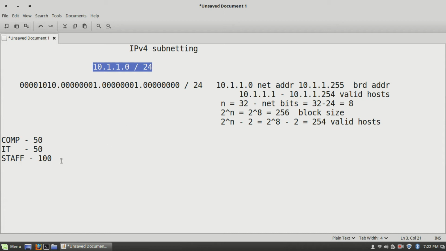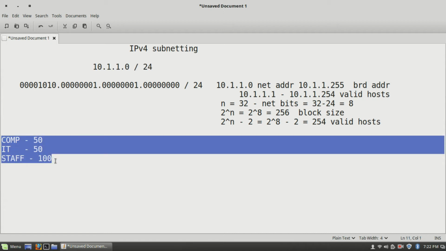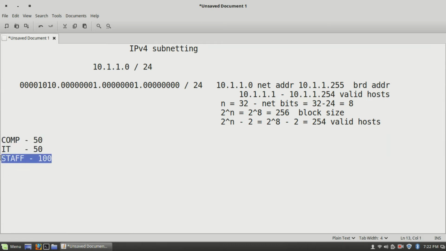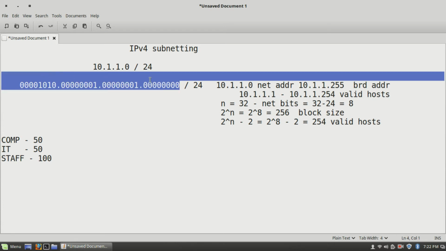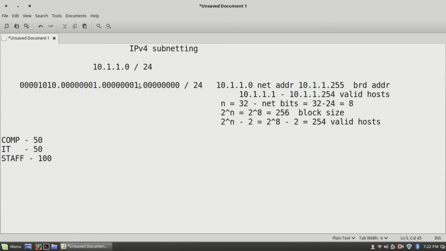Now, when we have such a requirement, we have to go in descending order. You will get to know why we have to go in descending order. First, we'll see which is the largest network. The largest requirement is the one with 100 hosts. Now, I said that 24 of them belong to network and 8 of them belong to host, which means the block size has become 256 because of 2^8.